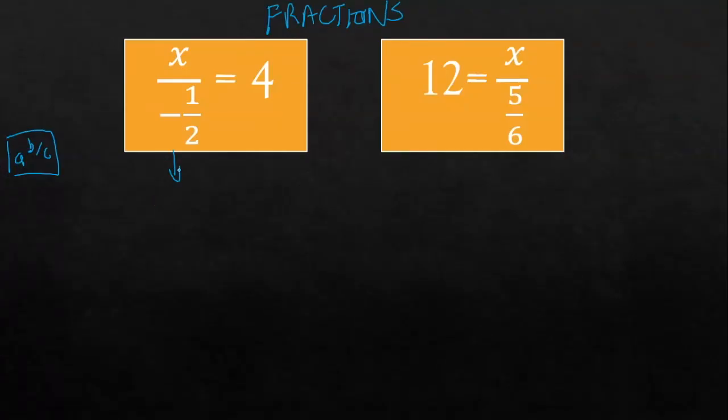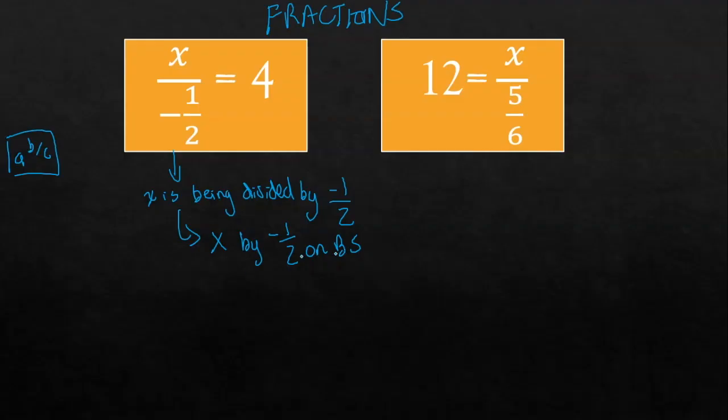So in this one, I can see that x is being divided by something, and it's being divided by a fraction, and that's okay, but we're just going to think of it as a number. So if this was a -2 and it was being divided by -2, we'd multiply by -2. But because it's being divided by a fraction, we just have to make sure we keep the entire fraction. So x is being divided by -1/2. We're going to multiply by -1/2 on both sides.